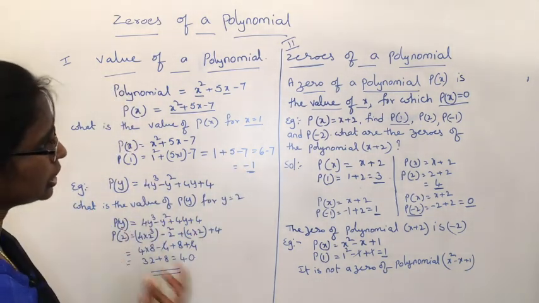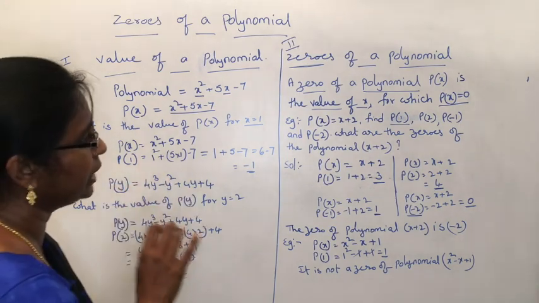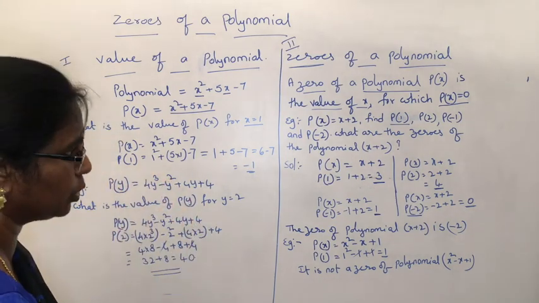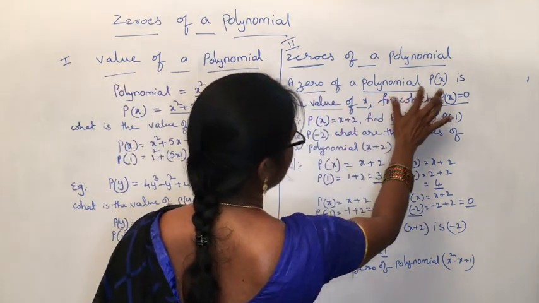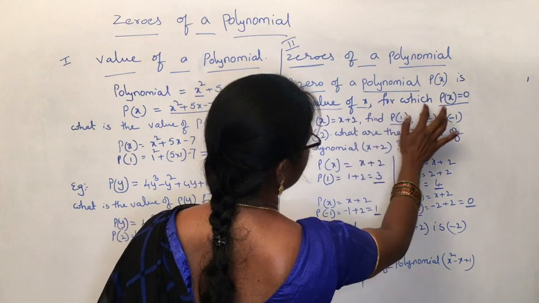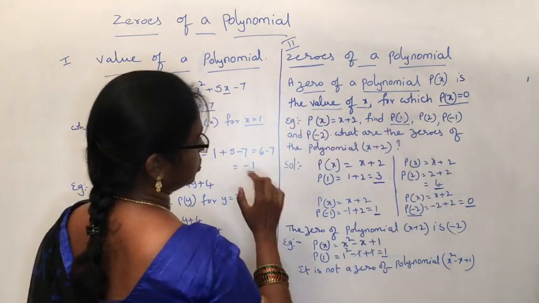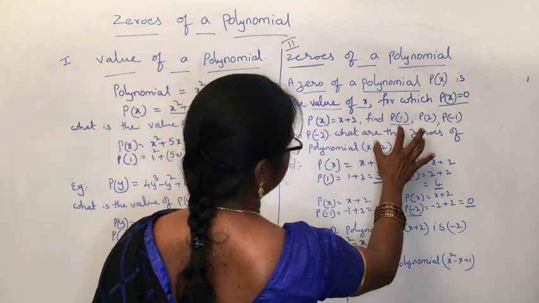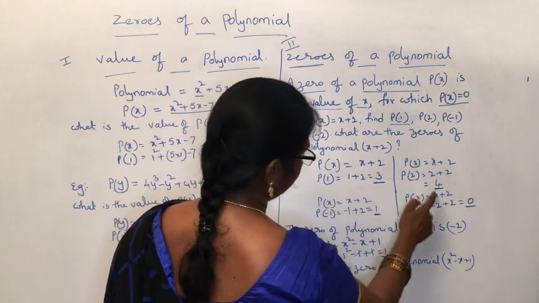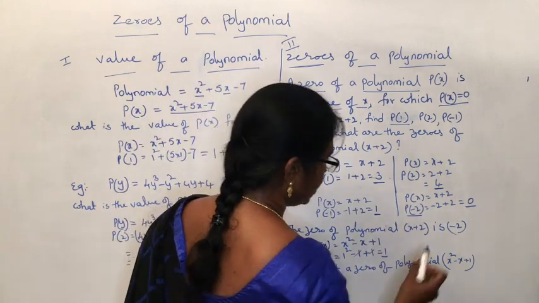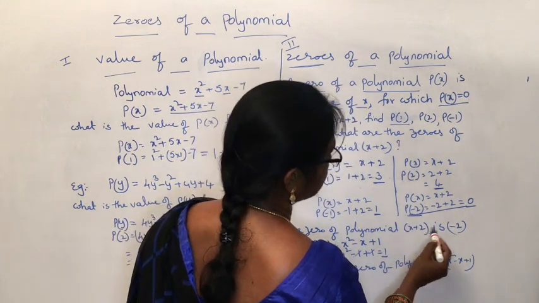Like that, zeros of a polynomial depend upon the value of the polynomial. When the value of the polynomial is 0, then that is the zero of that polynomial. A zero of a polynomial p of x is the value of x for which p of x is equal to 0. Here, one example: p of x is x plus 2. We found the values for p of 1, 2, minus 1, minus 2, and the answers were 3, 4, 1, 0. But only the 0 gives a zero of the polynomial. So the zero of the polynomial x plus 2 is minus 2.